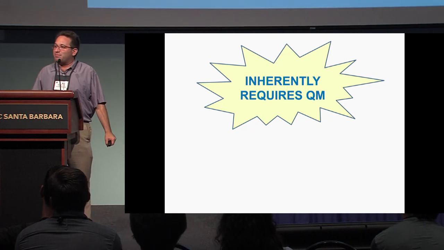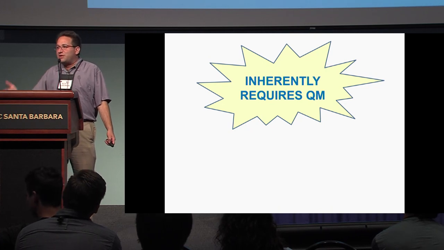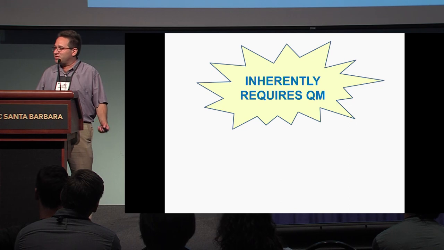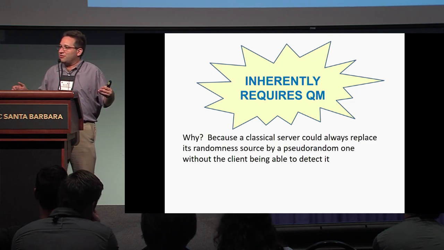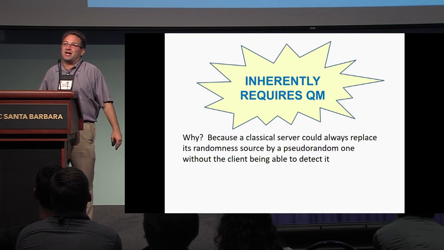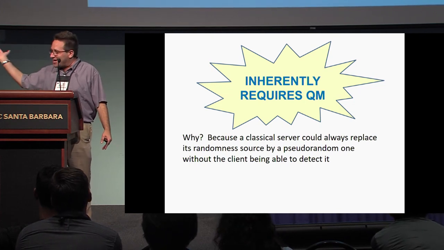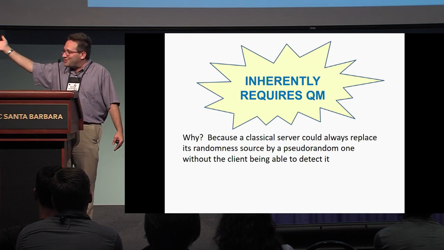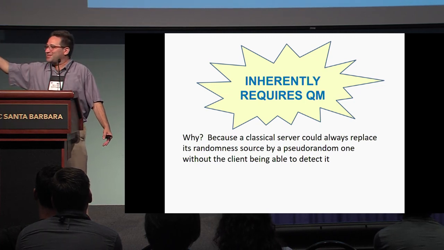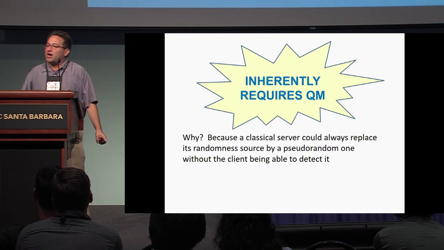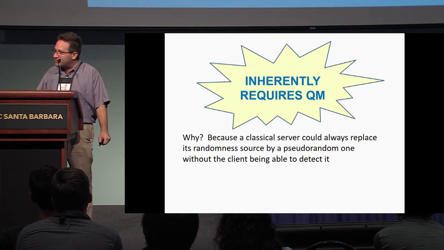Okay, but now we have a problem. What would happen if I took that random bit source that my simulation was using and replaced it with the output of a PRG? Now my device will still pass whatever test it passed before, but the output is not truly random anymore. It no longer has enough entropy in it. So that is a general argument for why you cannot do this sort of thing classically.